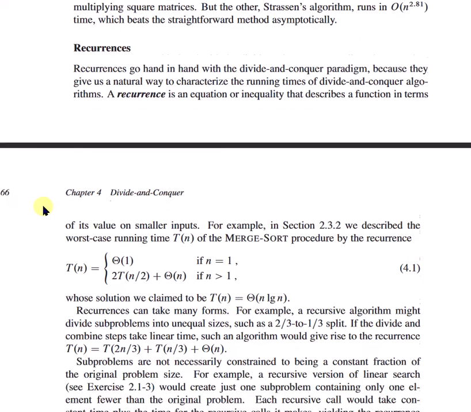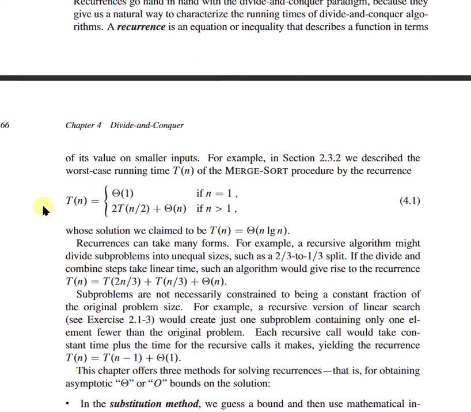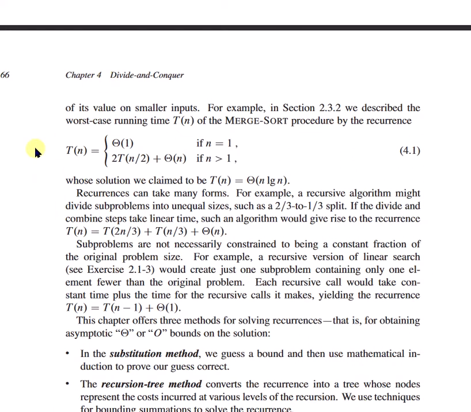A recurrence is an equation or inequality that describes a function in terms of its value on smaller inputs. For example, in section 2.3.2, we described the worst-case running time T of n of the merge sort procedure by a recurrence, as in the given formula, whose solution we claimed to be T of n is Theta of n log n. Recurrences can take many forms.